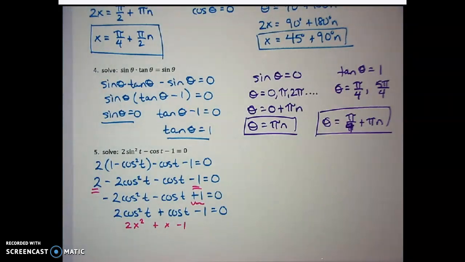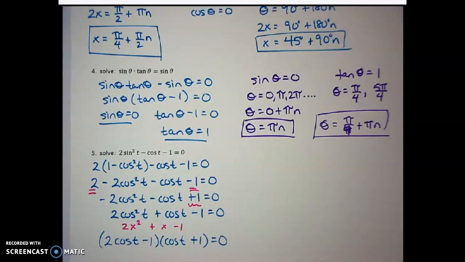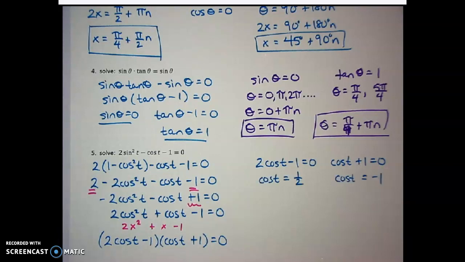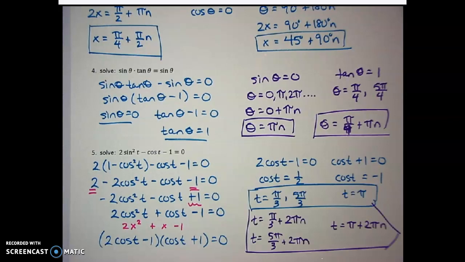So go ahead and pause the video and do that, please. And from here on out, it's using the zero product property, setting both of those factors equal to 0, solving them, and looking at the unit circle to find where t will be. Solving for the cosine of t, we get these. And here you have both the specific solutions between 0 and 2 pi and the general solutions.